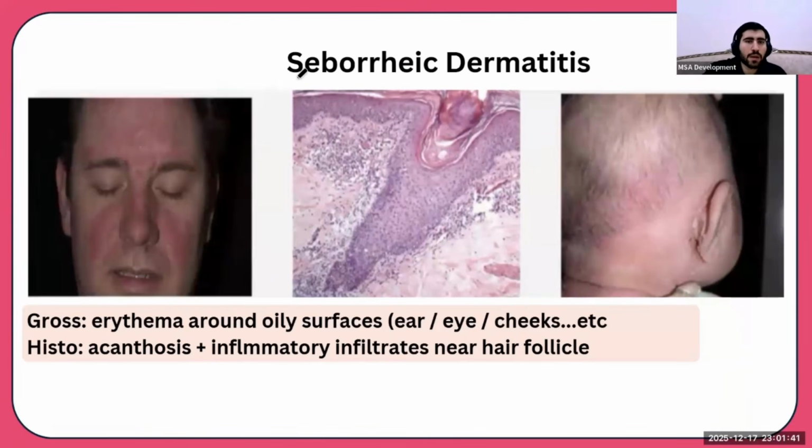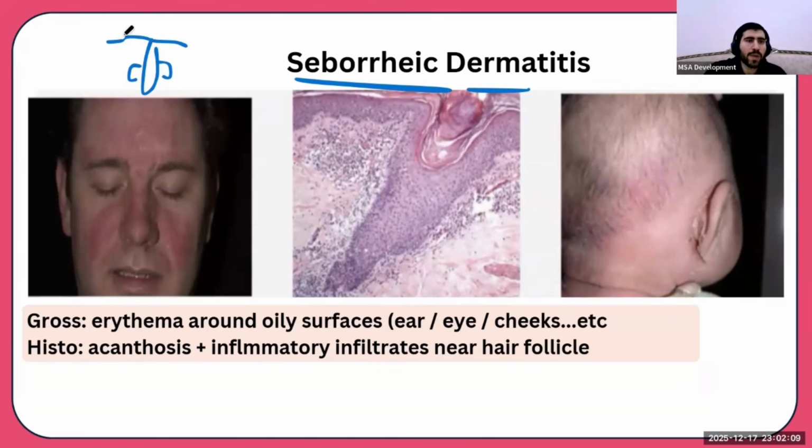Okay, so now we have seborrheic dermatitis. I want to explain something that I would normally explain later in the micro part. Normally, this is the skin and this is the hair follicle, okay? Surrounding the hair follicle, we have glands called sebaceous glands. Sebaceous glands secrete oil that makes our skin oily, not dry. So this is the normal histology.